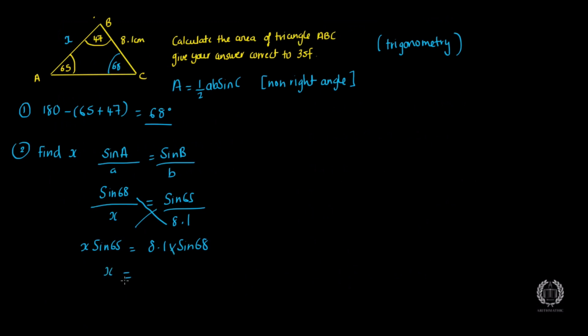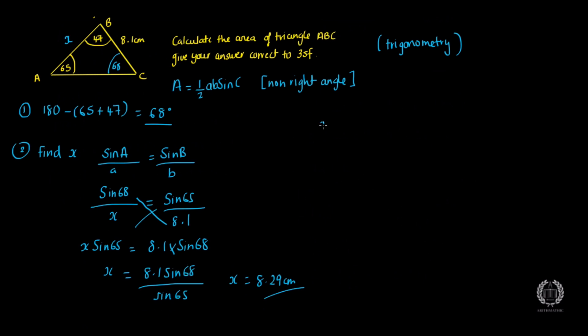And now because we want to find x, we just need to bring the sine 65 to the other side. So we'll have 8.1 sine 68 divided by sine 65. Okay, and if you put all of that in your calculator, if I'm not mistaken, you should get 8.29 centimeters. So x should be 8.29 centimeters.